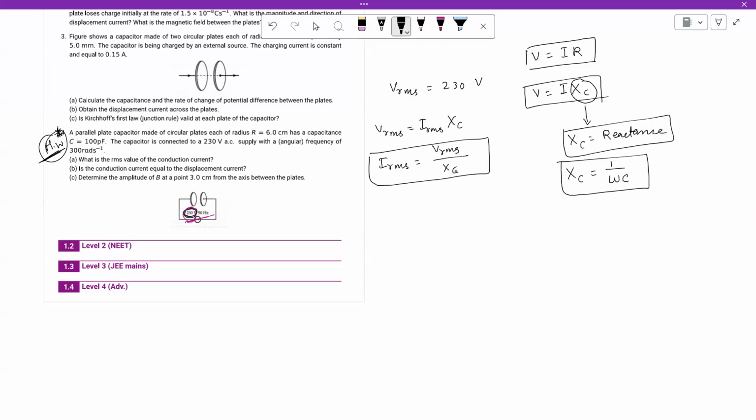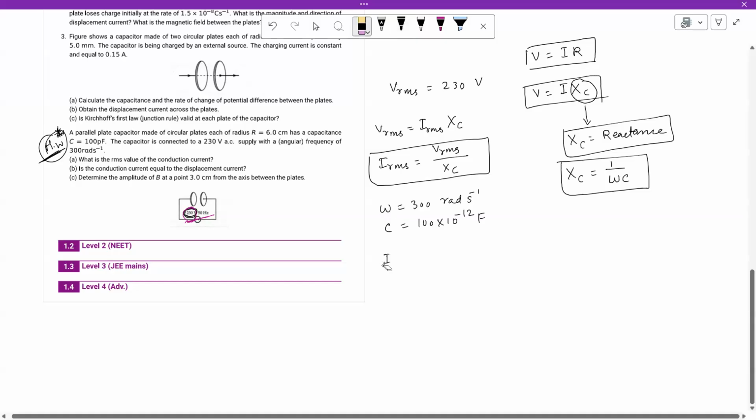For XC, angular frequency is given, omega is given. Omega is 300 radian per second. And capacitance is also given. So C is given, which is 100 picofarad. Pico is 10 to the power minus 12, right? Then we can calculate the IRMS.